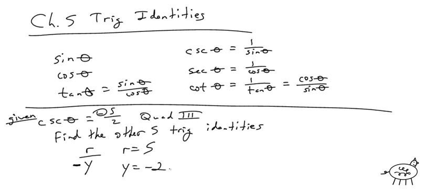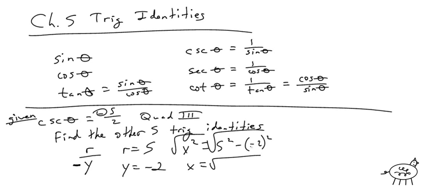And then we need to find the other functions, we need to find x. So don't you guys agree it's x squared equals r squared minus negative 2 squared? And then take the square root of both sides. So you basically get x is equal to the square root of 25 minus 4, which is square root of 21. Okay, is that right? Did everybody agree with that?